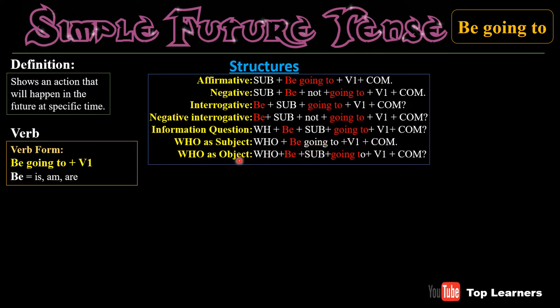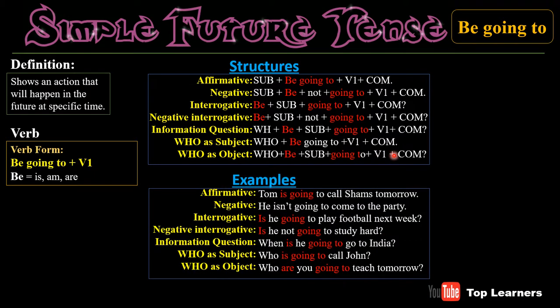And if you want to know about the receiver of an action in the future, who is the object, you can use this structure: who, then be. This be really depends on the subject. If the subject is he, she, it, we use is. If the subject is I, we use am. If the subject is we, you, they, or any other plural nouns, we use are here. Then going to, verb 1 and complement.